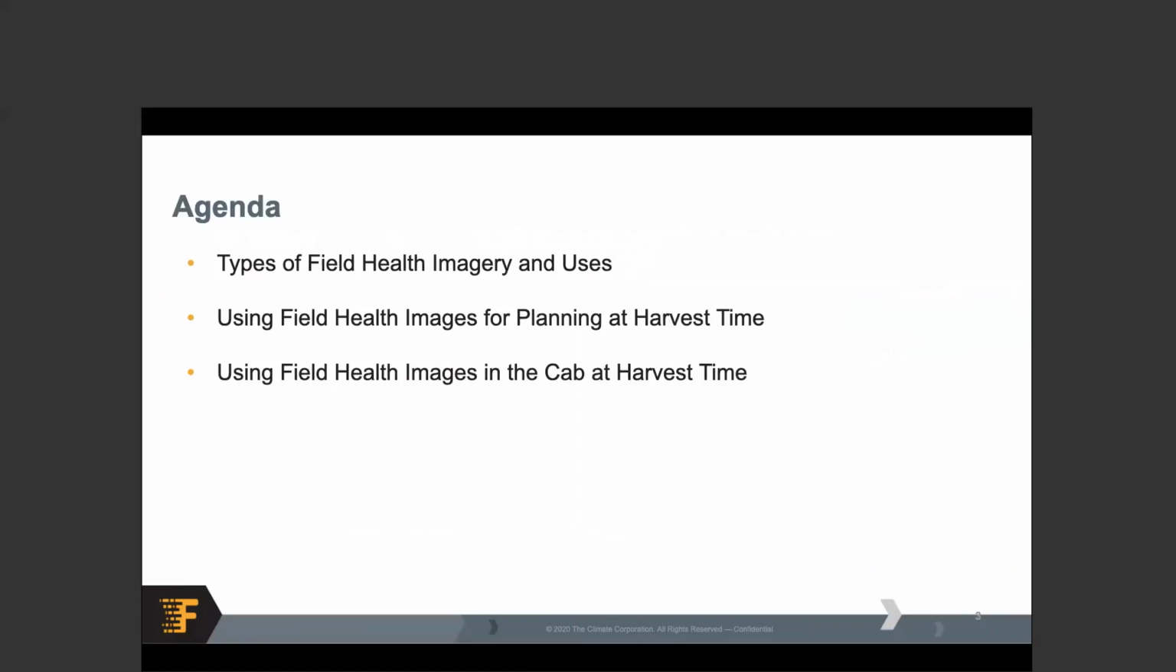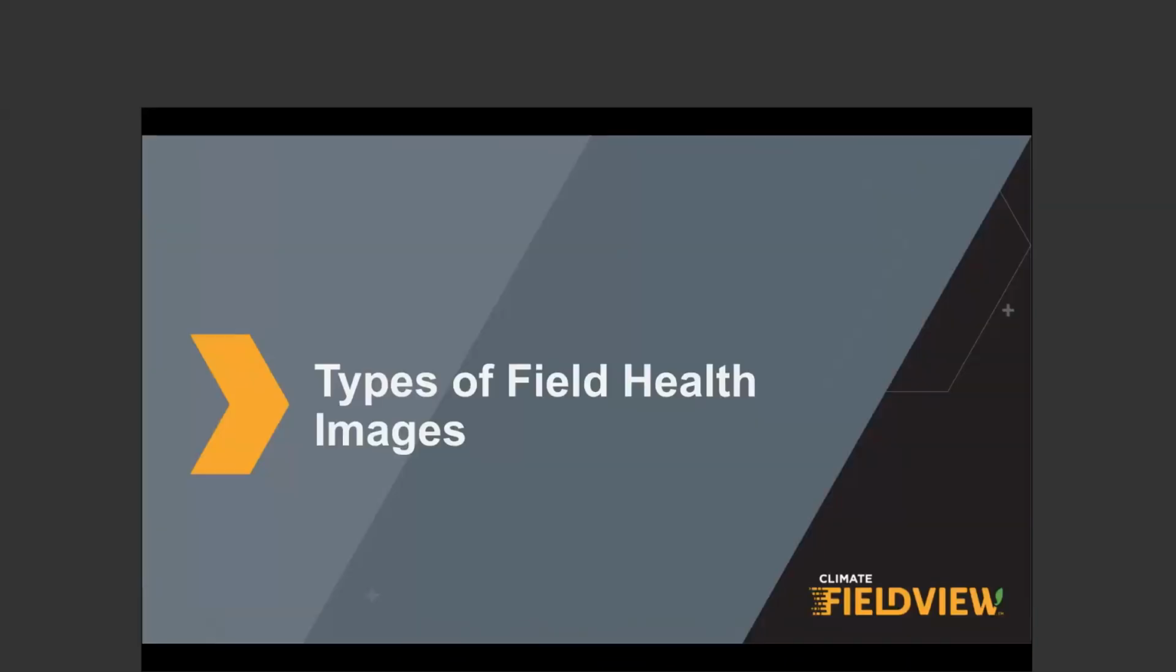This is just a quick agenda of what we're planning to cover today. So we'll start by covering off the different types of field health imagery, and just some specific information around them and how we can use them in our operations. About how we can use those images for planning at harvest timing, and then how we can actually use them in the cab during harvest. So the first section we're going to cover is field health images and the different types we have.